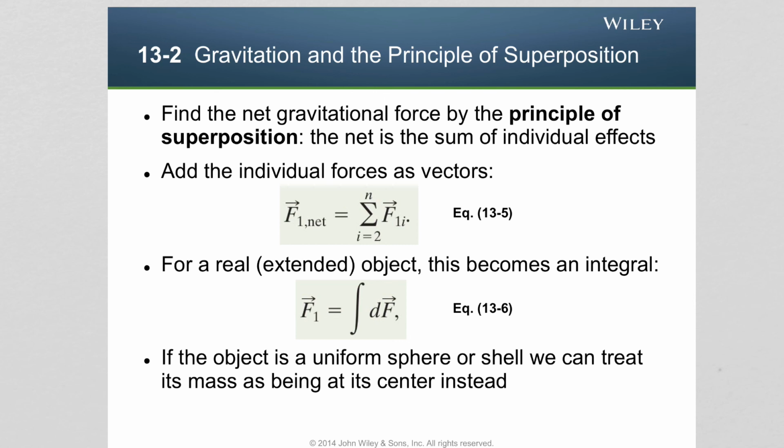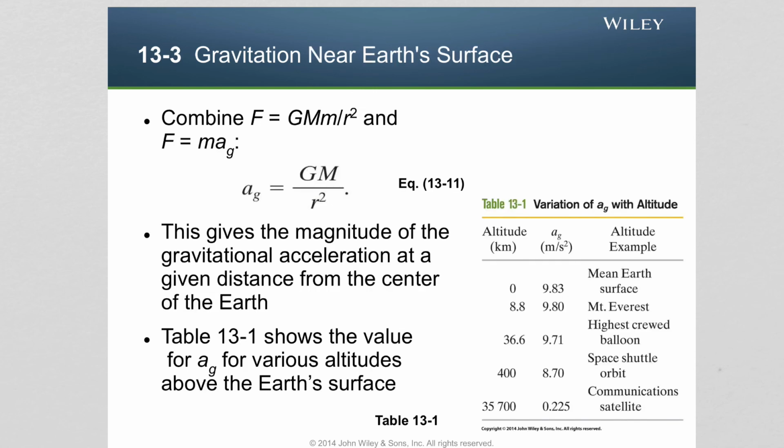And as already stated before, if the object is a uniform sphere or shell, we can treat its mass as being at its center instead. In other words, we can consider this sphere or shell a point particle. I want to discuss now gravitation near Earth's surface and some interesting effects or examples that follow from that.